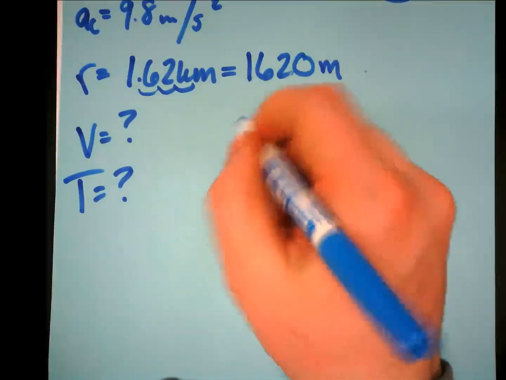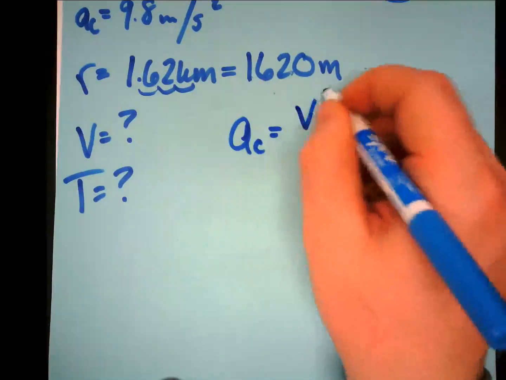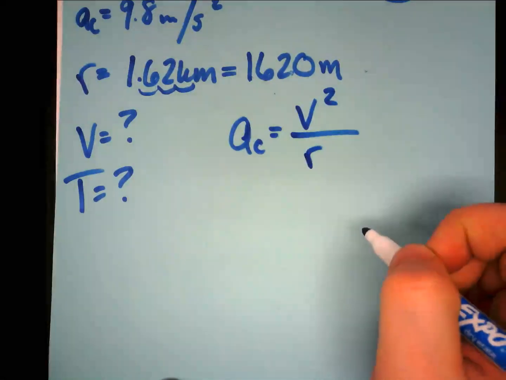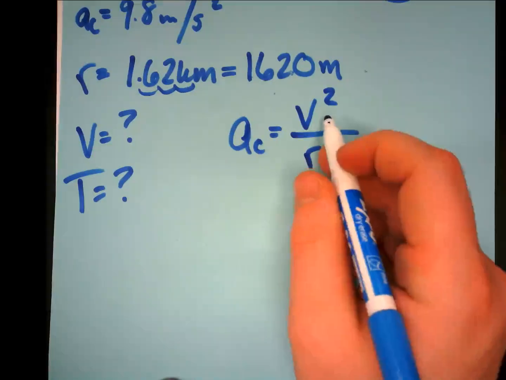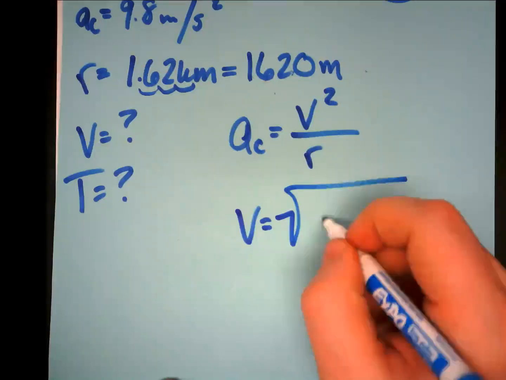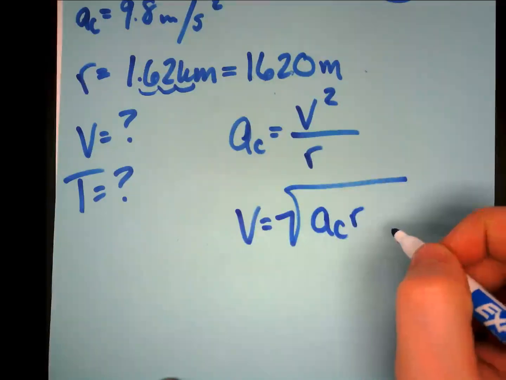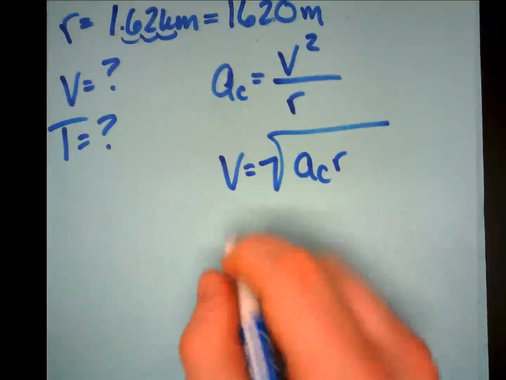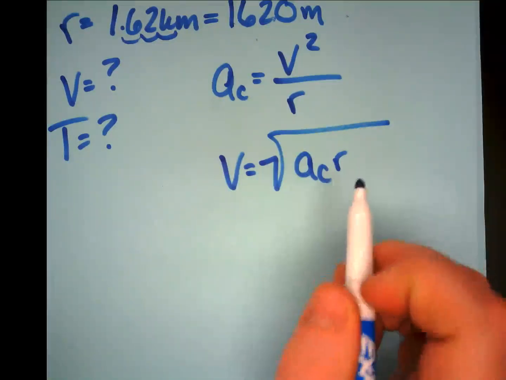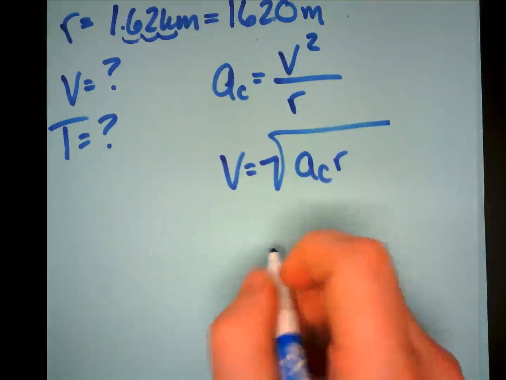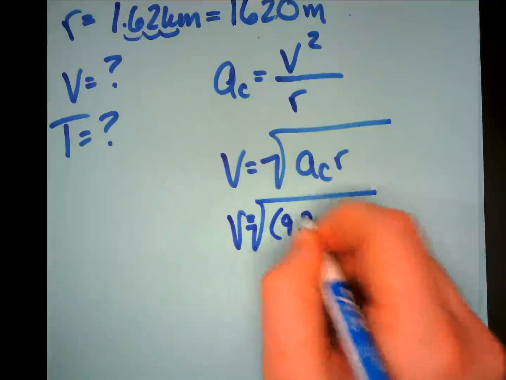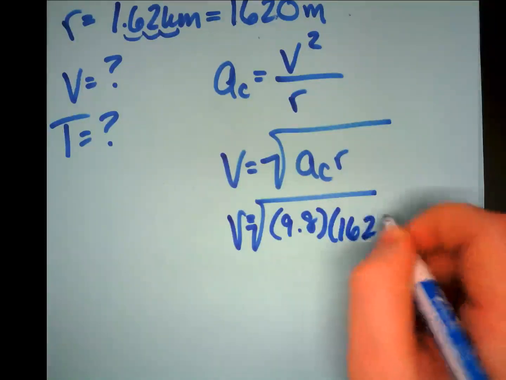T as well. So I know that the centripetal acceleration is going to be equal to the tangential velocity squared divided by the radius. So I'm just going to solve for my velocity. Let's just do that first. So that's going to make it the square root of my centripetal acceleration times the radius. So that's going to turn into 9.8 times 1620.